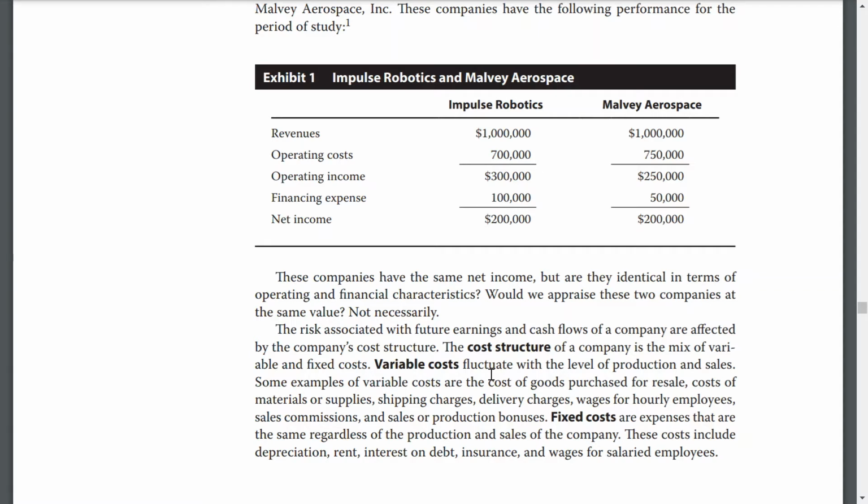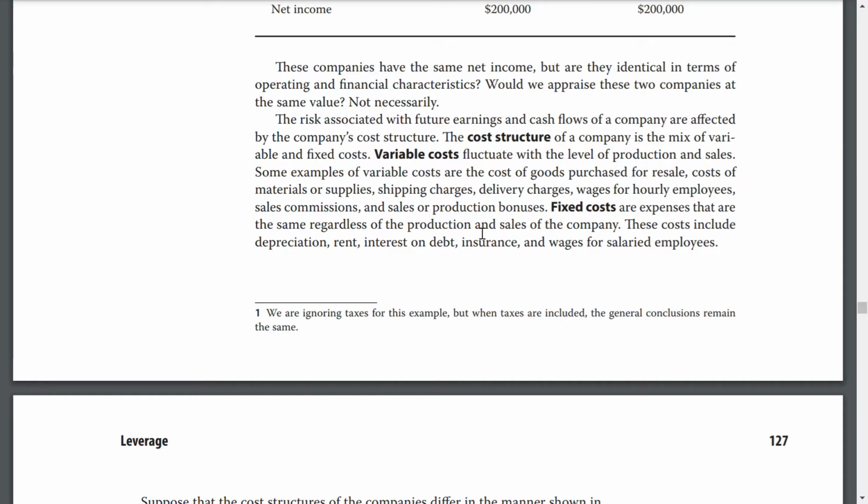These companies have the same net income, but are they identical in terms of operating and financial characteristics? Would appraisers appraise these 2 companies at the same value? Not necessarily. The risks associated with future earnings and cash flows of a company are affected by the company's cost structure. The cost structure of a company is a mix of variable and fixed costs. Variable costs fluctuate with the level of production and sales. Some examples of variable costs are the cost of goods purchased for resale, cost of materials or supplies, shipping charges, delivery charges, wages for hourly employees, sales commissions, and sales or production bonuses. Fixed costs are expenses that are the same regardless of production and sales.